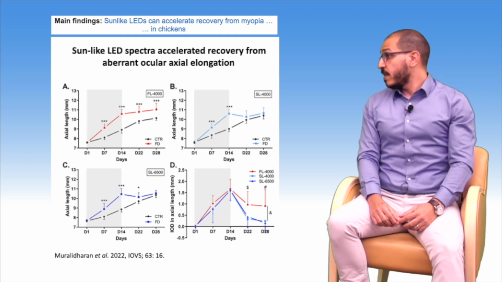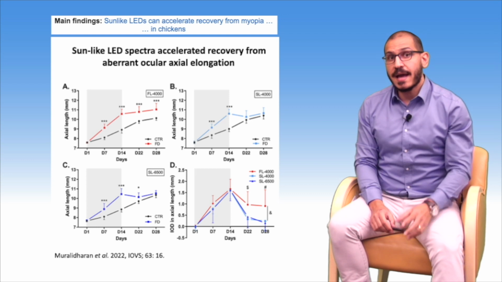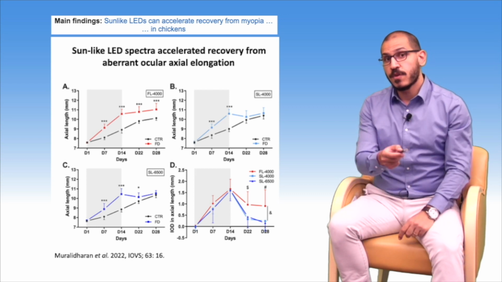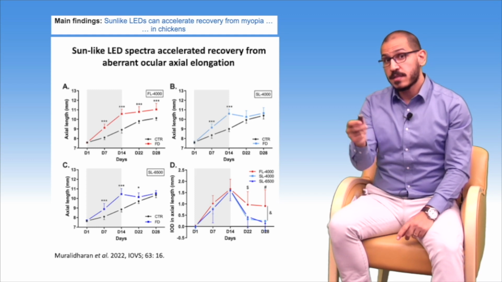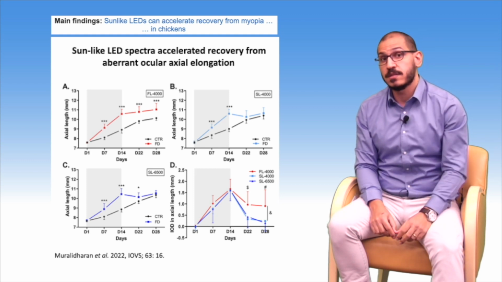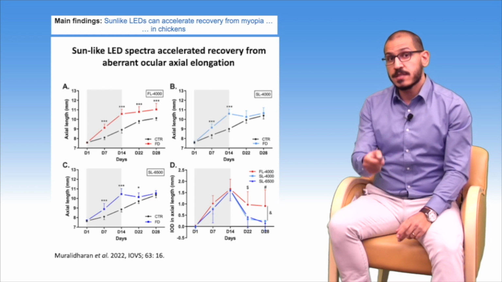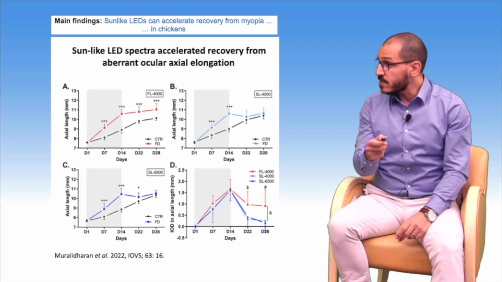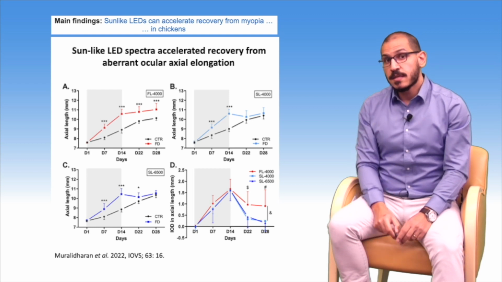So this is our main finding. What you can see on this figure is a plot of the axial length of the eye as a function of the days of the experiments. And what you see in dark and black lines is the control eye, the eye that wasn't myopic or that didn't have the diffuser on top of it. In panel A, what you see is the eyes of animals exposed to fluorescent light. B, the animals exposed to sun-like LEDs at 4,000 Kelvin. And then at C, the animals exposed to sun-like LEDs 6,500.